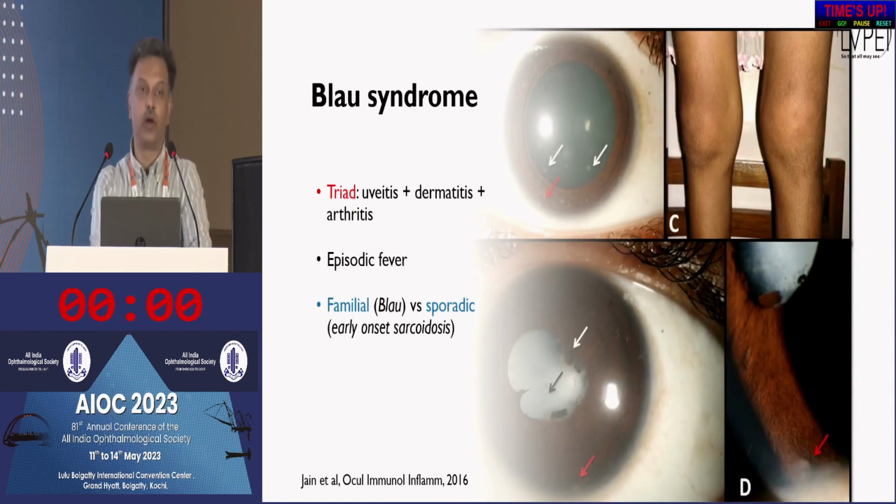This is the most common autoinflammatory condition. We published the first case from India, where it's called Blau syndrome. It's a triad of uveitis, granulomatous dermatitis, and a boggy arthritis, which you see in both knees of this girl. It's also accompanied by episodic fever, and it could be a familial form, which is called Blau syndrome, and a sporadic form, which is called early onset sarcoidosis.